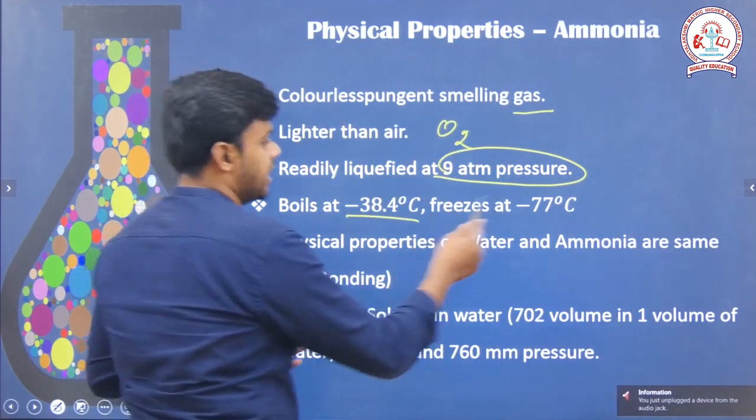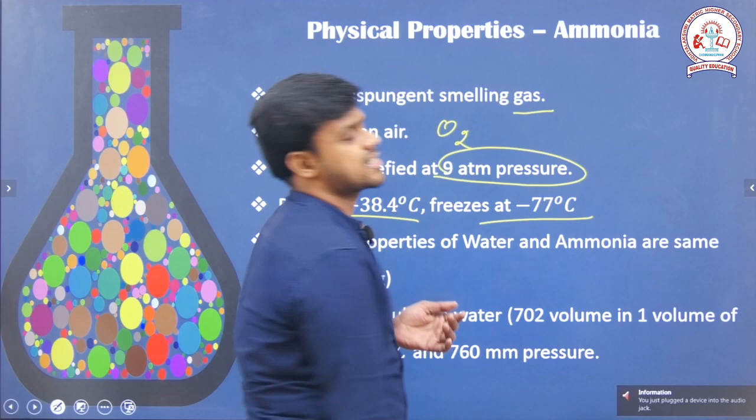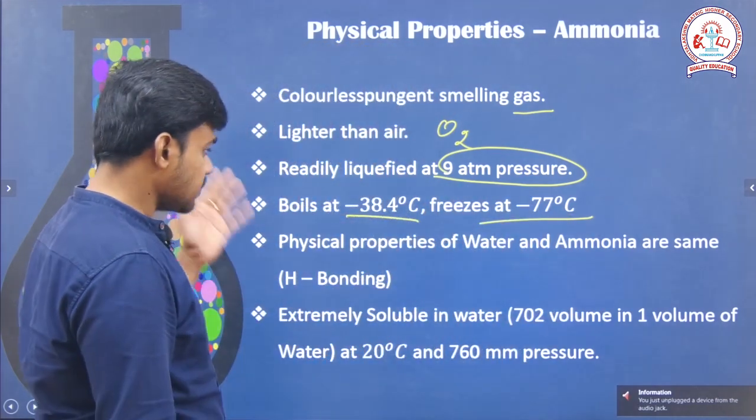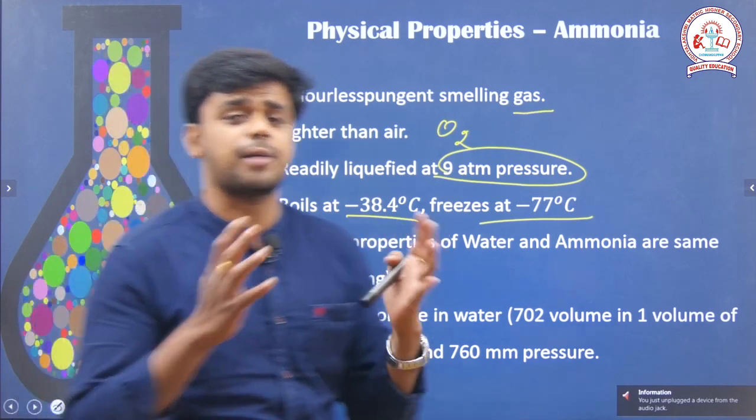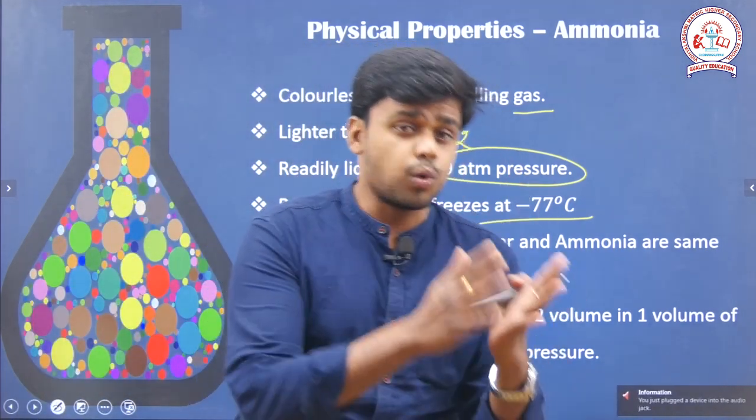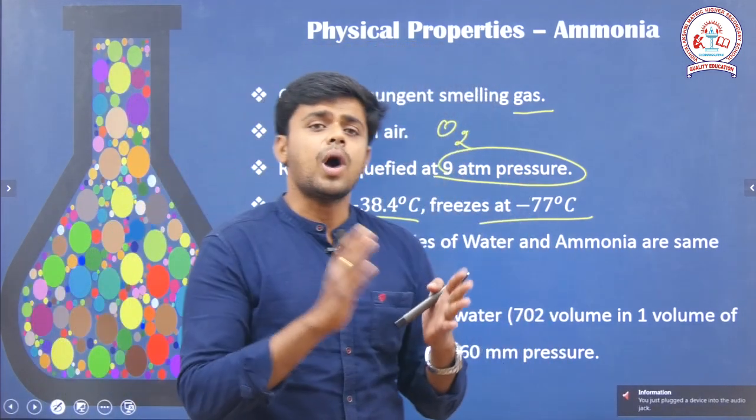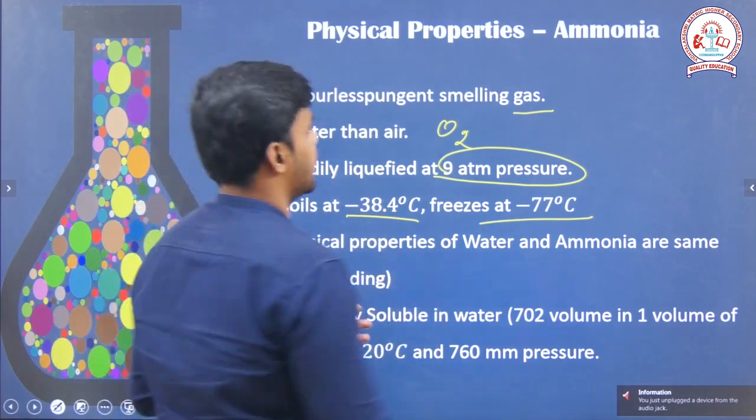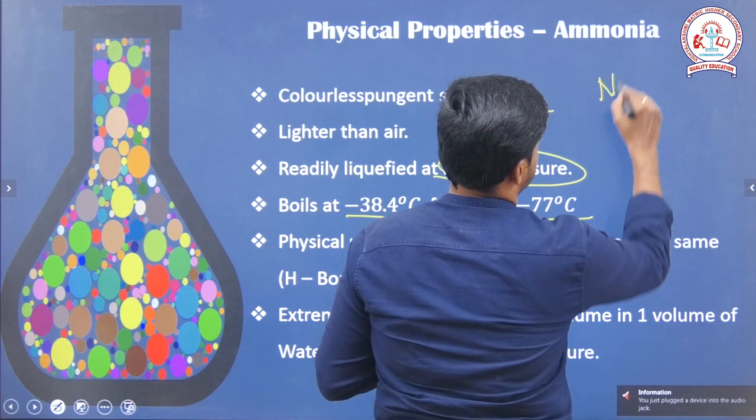Then freezing point. எப்போ சாலிடா மாறும் அப்படின்னா 77 degree Celsius in minus. Then next one, physical properties பார்க்கணும். எதுக்கு கம்பேர் பண்றாங்க அப்படின்னா this water and ammonia. இந்த வாட்டருக்கும் அம்மோனியாக்கும் ஒரு peculiar nature இருக்கு. என்ன நேச்சர் அப்படின்னா I would say the similar nature also.